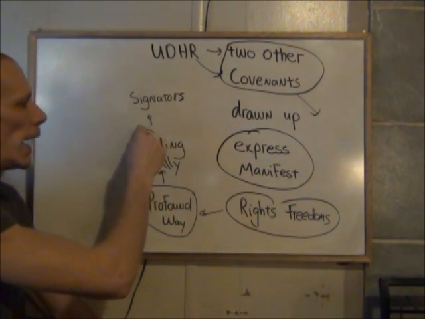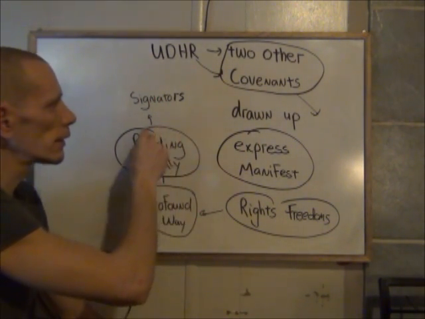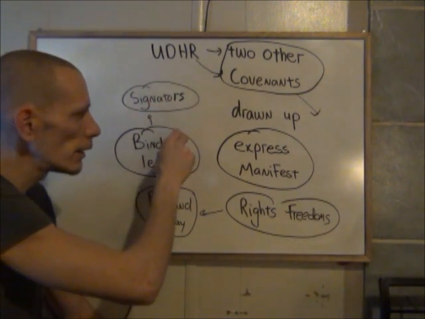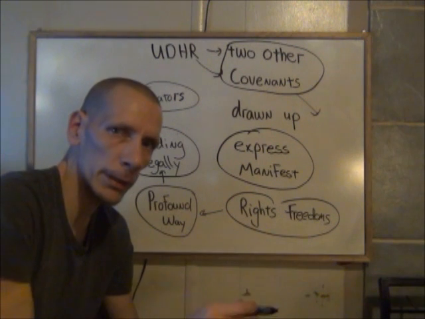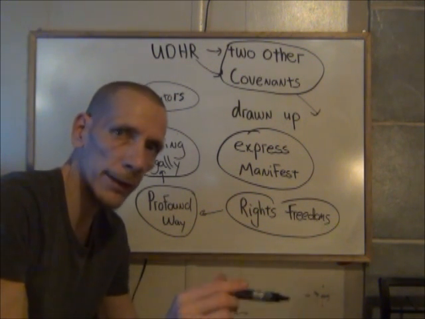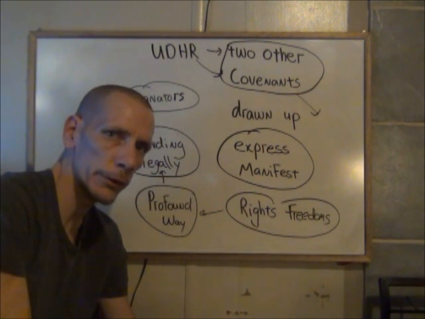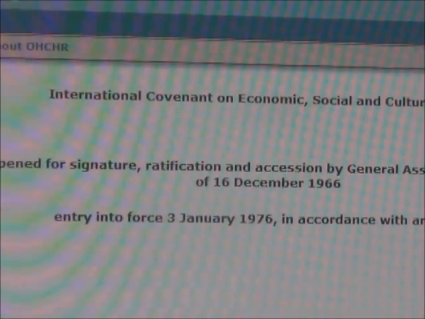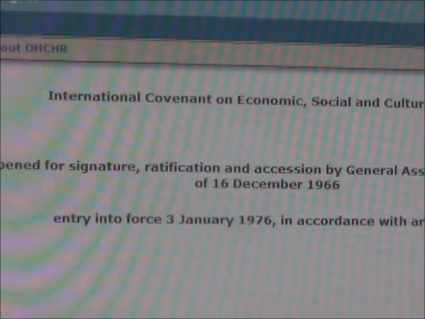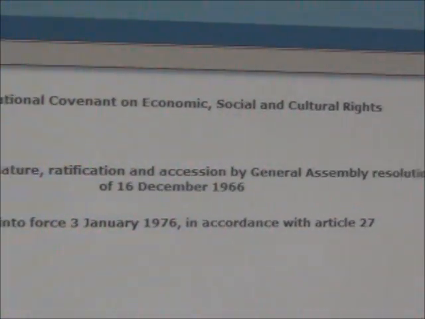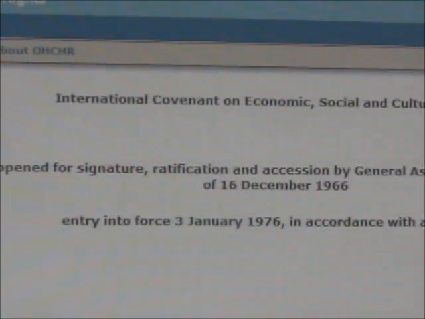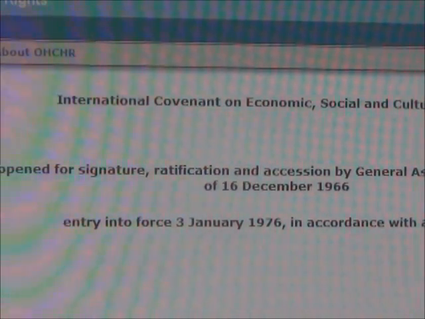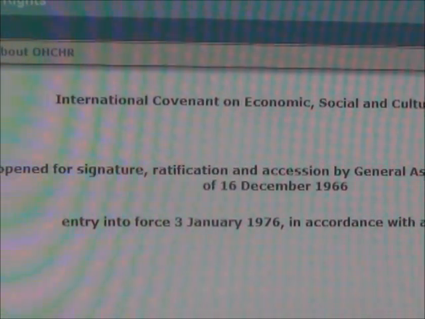And it's binding. The signatories who sign upon these two covenants legally bound themselves. So in law, they are legally bound to follow the principles and what is written within those documents. This is the International Covenant on Economic, Social, and Cultural Rights. This is where the Universal Declaration of Human Rights became legally binding to the states that signed this.